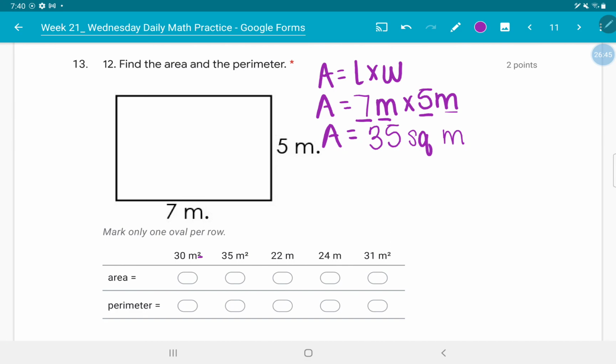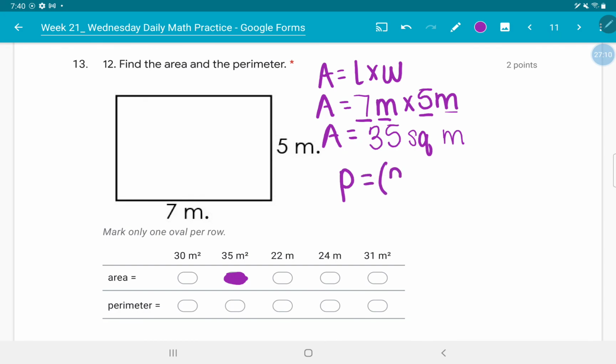And this little exponent 2, the little tiny 2 that looks like it's just hanging out up in the air, remember that means square. So the correct answer is, I'm sorry, not the first one. The correct answer is the second one, 35 square meters.